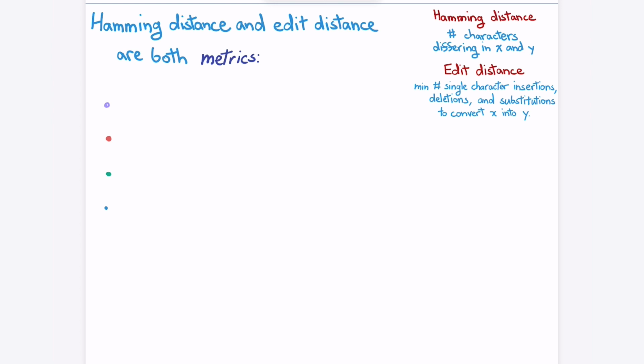Non-negativity, which one is that, the second one? No. Okay, non-negative is the first one. So it's some kind of distance. Every value needs to be greater than or equal to zero. And especially if it's a strict metric, if the distance is zero, then they should be the same points, right? So if two strings had Hamming distance zero, every character must match. Likewise with edit distance, if there was zero edit distance, they're the same.